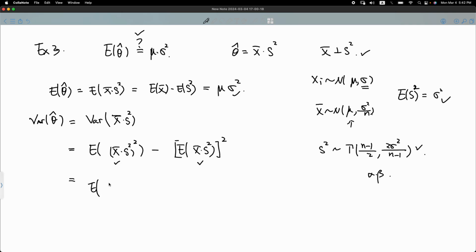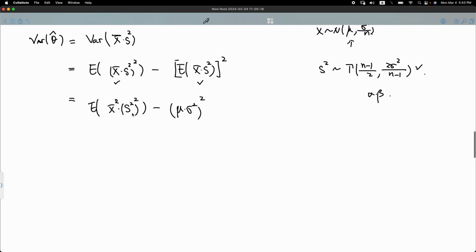So maybe we elaborate a little bit. x bar raised to the power of 2, and then s squared, and then raised to the power of 2. Closing that, and then the second term. I think you can directly get the answer for the second term from the first part. So mu multiplied by sigma squared, and then raised to the power of 2. Okay.